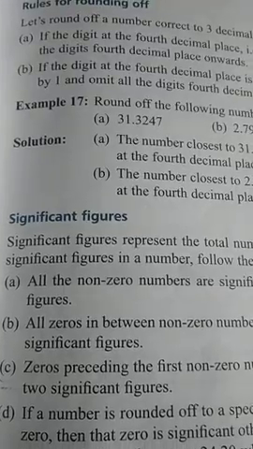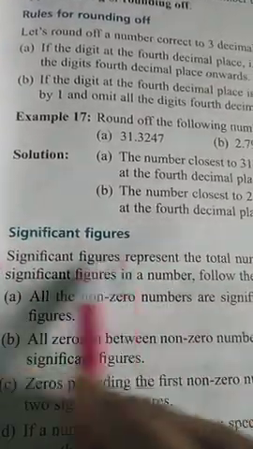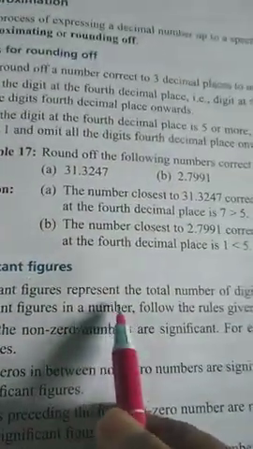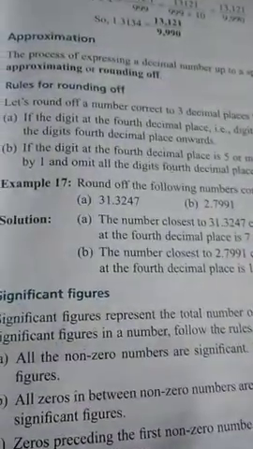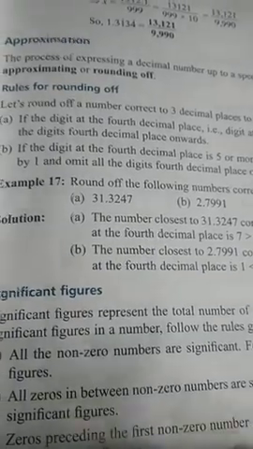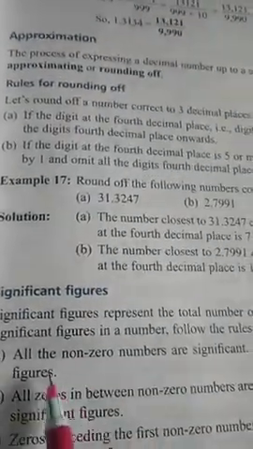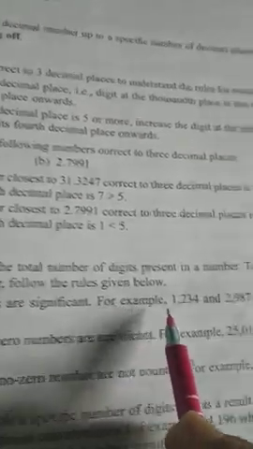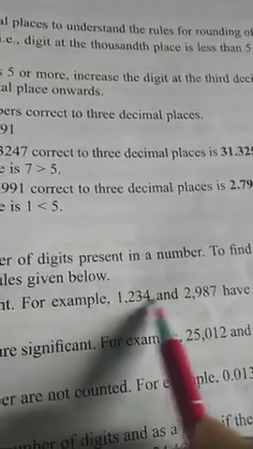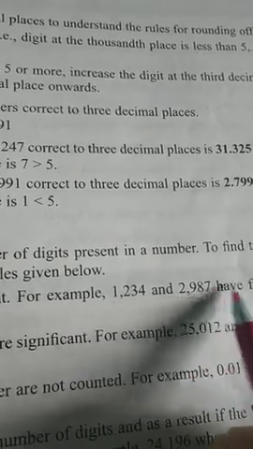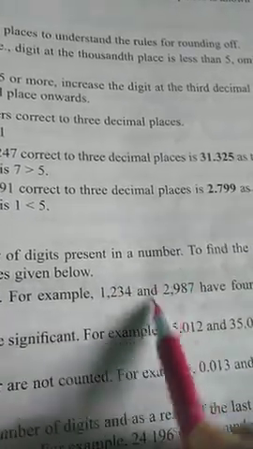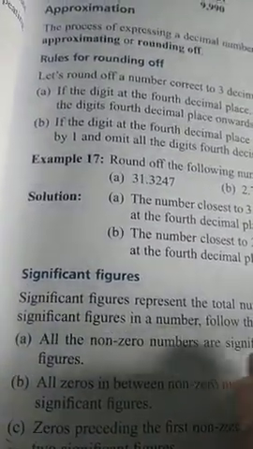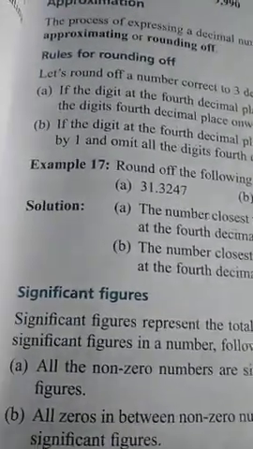Okay. Now we will learn what a significant figure is. Significant figures represent the total number of digits present in a number. But there are some conditions to count a digit as a significant figure. There are 4 conditions. All the non-zero numbers are significant. For example, if the number is like this, without a decimal, with non-zero digits 1, 2, 3, 4, 2, 9. So how many significant figures are there? 1, 2, 3, 4 significant figures in this number. If the digits are non-zero, they are counted as significant figures.